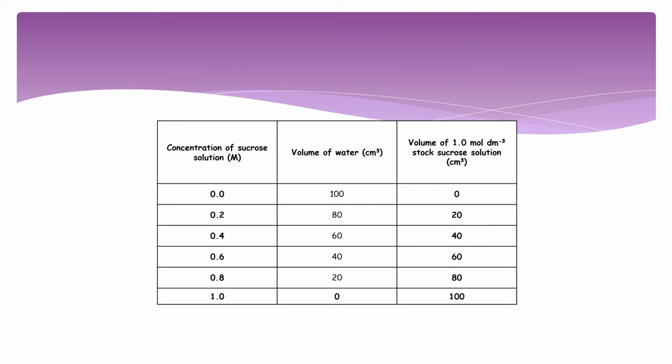This is similar to the last table. This shows us our concentration of sucrose in molar, and then we've got our volume of water in centimeters cubed, which also is in milliliters because centimeters cubed is the same as milliliters. And then we've got our volume of 1 molar dm to the minus 3 stock sucrose solution in centimeters cubed, again, which is the same as milliliters.